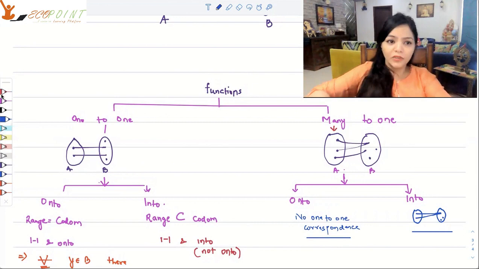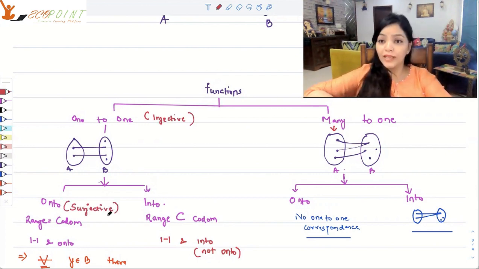Another thing you should remember: one-to-one functions are called injective functions and onto functions are called surjective functions. More on one-to-one and onto functions in the next video.